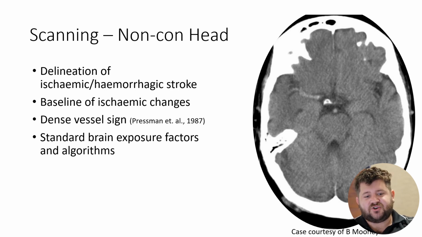As well as this, the initial non-con gives the clinician a good idea of if there are any established areas of infarct or any long-standing ischemic changes. On our non-con head, we sometimes get a sign called the dense vessel sign, which we can see just in here. The dense vessel sign is suggestive of an acute thrombus in a cerebral artery, often indicating acute ischemic stroke, and these are most commonly seen in the middle cerebral artery. For this scan, we're just going to use standard brain exposure factors and algorithms that are set up for all of our other CT heads, so nothing special for this one.